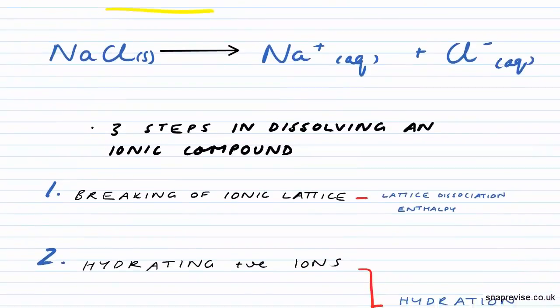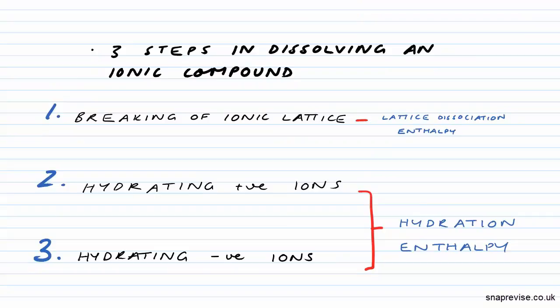Now there are 3 steps, if you like, in dissolving an ionic compound. The first is the breaking down of the ionic lattice. The second and third are sort of joined up. They're the hydrating of the positive and negative ions. Now these steps themselves can be thought of as enthalpy changes. The breaking of the ionic lattice can be thought of as the lattice dissociation enthalpy, and you will have heard of that term when we talked about lattice energy or lattice enthalpies in our video on enthalpy terms. The hydrating of our ions is the hydration enthalpy, and we're going to have a look at both of these terms and the factors that affect them now.